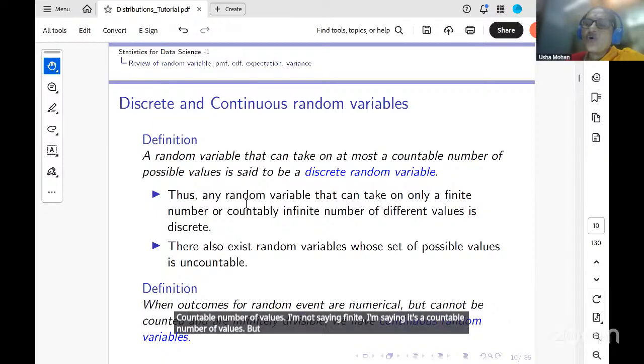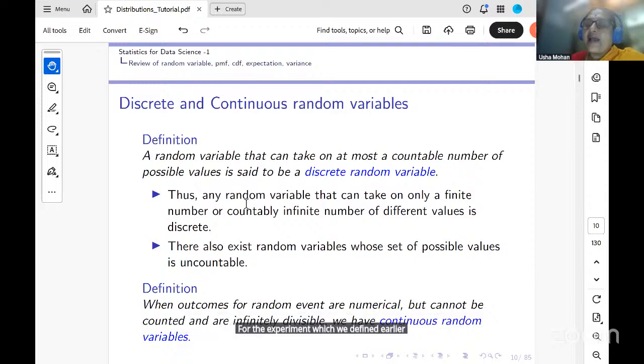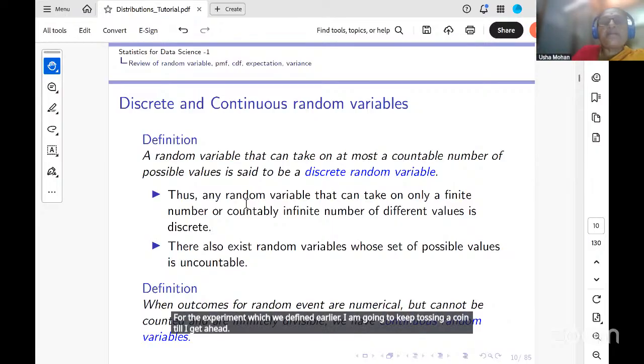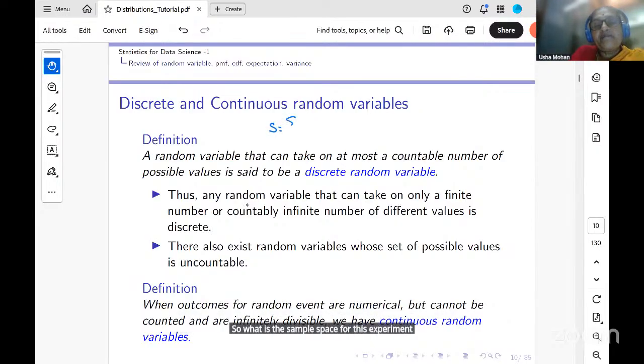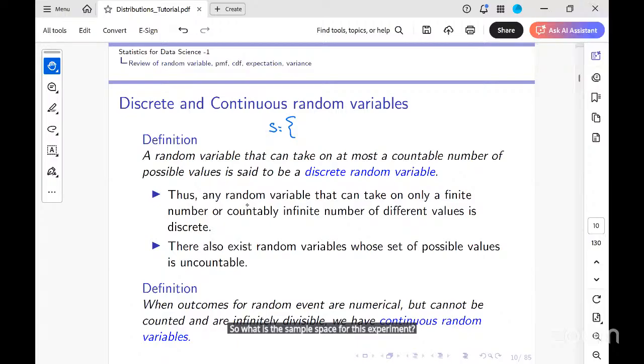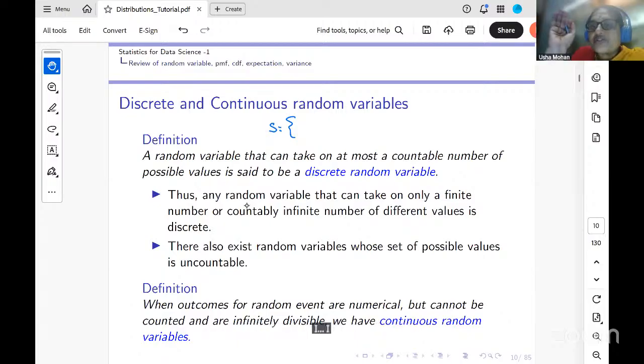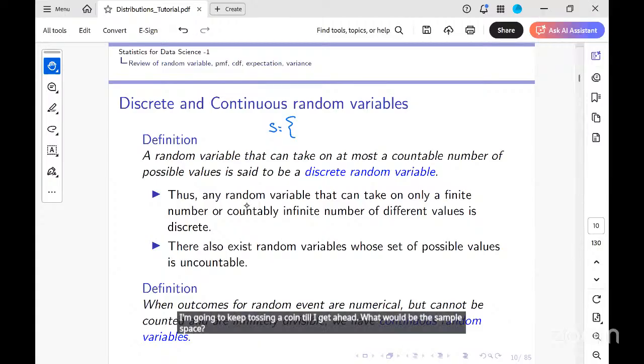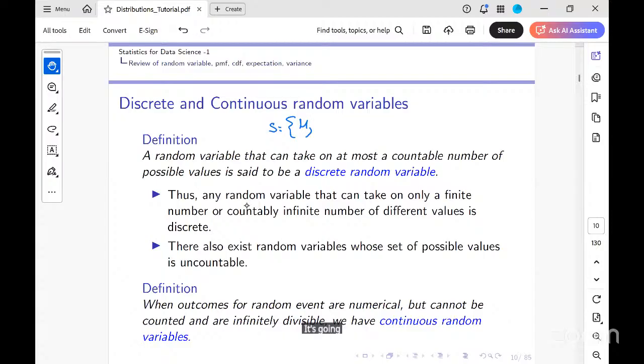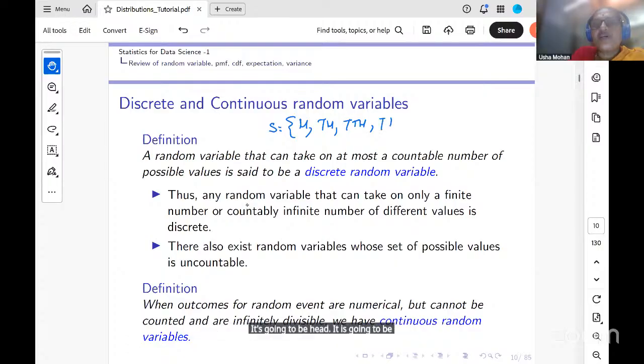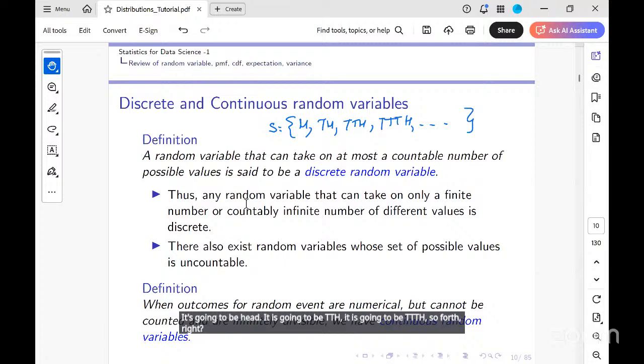For example, let's go back to the sample space for the experiment which we defined earlier. I am going to keep tossing a coin till I get a head. What would be the sample space? It can be H, it can be TH, it can be TTH, it is going to be TTTH, and so forth, right? Agreed?